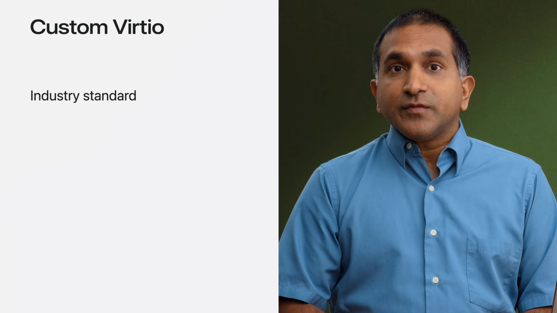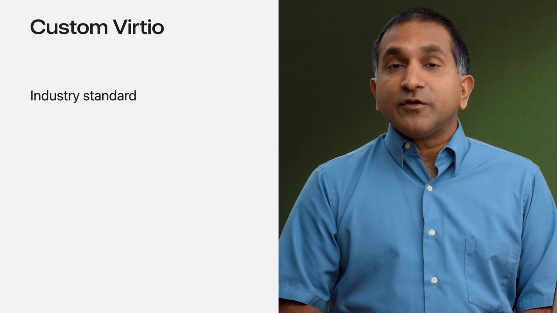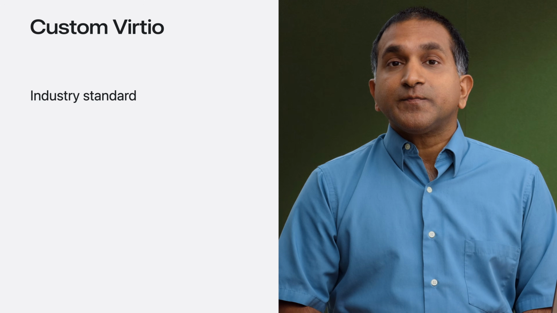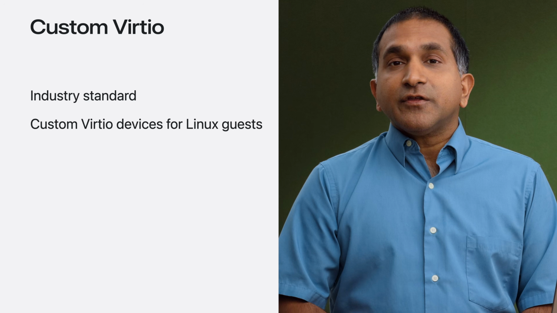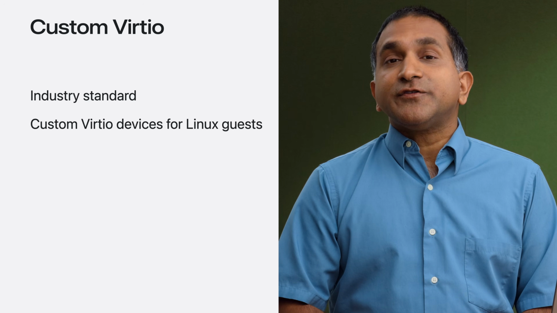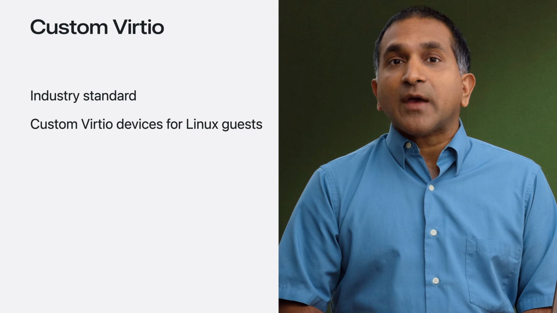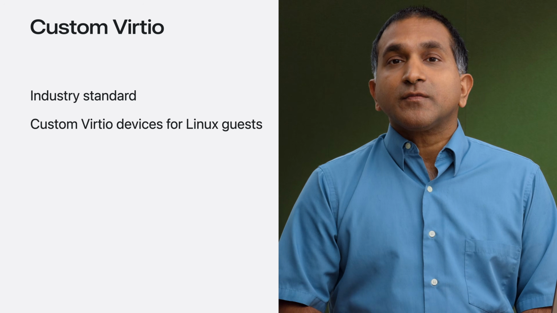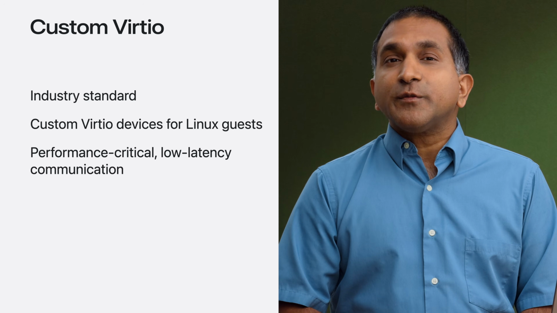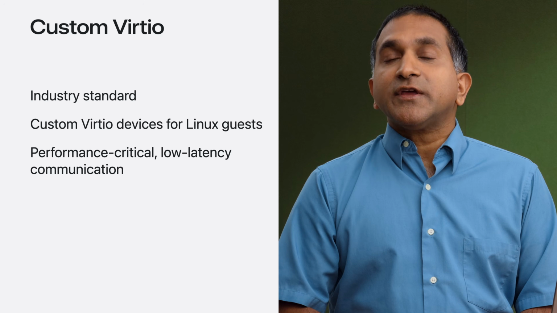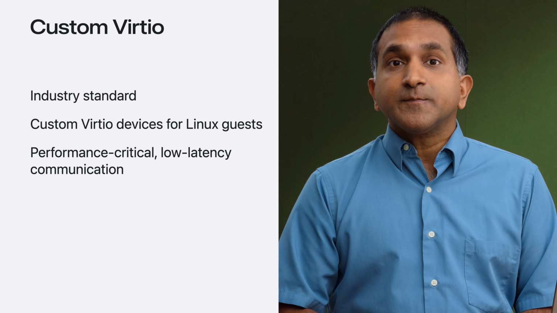VirtIO is an industry standard for para-virtualized devices. It's the protocol used to implement many of the built-in virtualization devices. In macOS 27, the virtualization framework allows you to implement your own VirtIO devices, allowing custom communication between your host app and your Linux virtual machines. This is especially useful for performance-critical scenarios where you need low-latency, high-throughput communication.